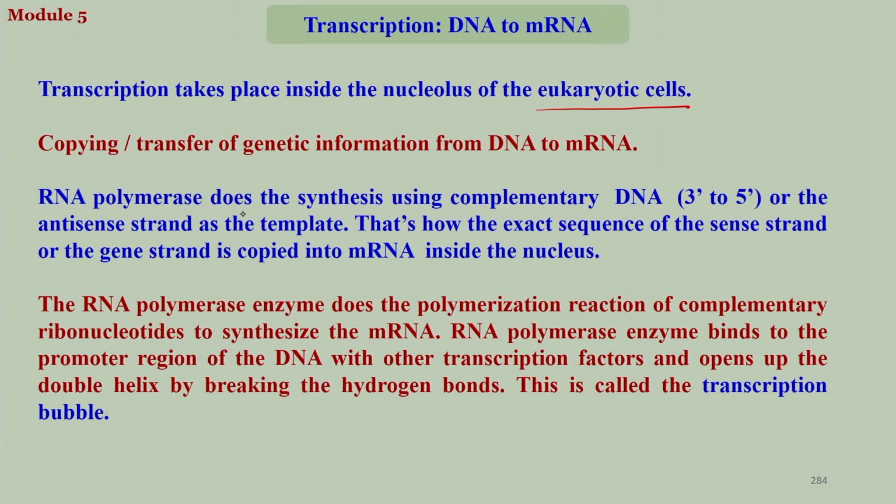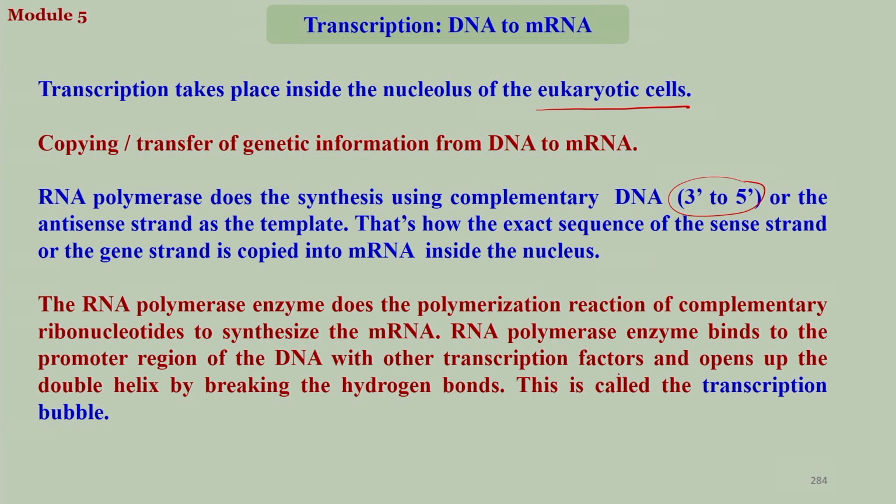RNA polymerase does the synthesis, as we have seen, using the complementary DNA, that is the 3' to 5' sequence or the antisense strand, as the template. That is how the exact sequence of the sense strand or the gene strand is copied into mRNA inside the nucleus. Now, how does the RNA polymerase work? RNA polymerase binds to the promoter region of the DNA. So, out of the long DNA, it has certain sequences, the binding sites for the RNA polymerase, that is called the promoter region of the DNA.